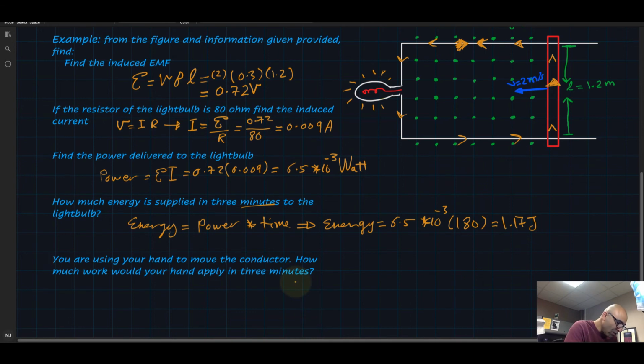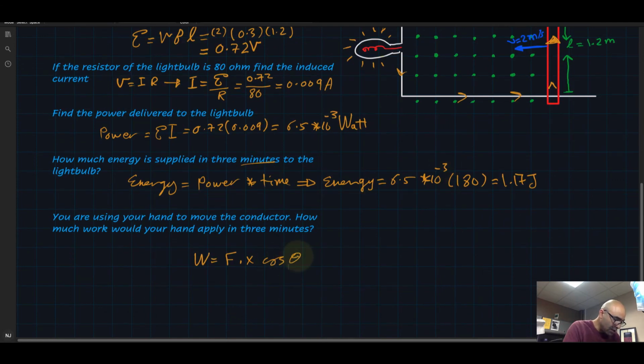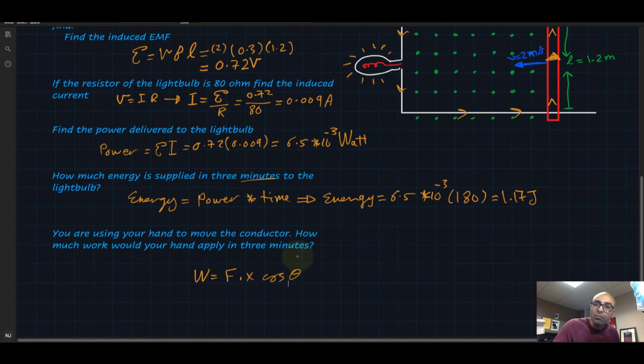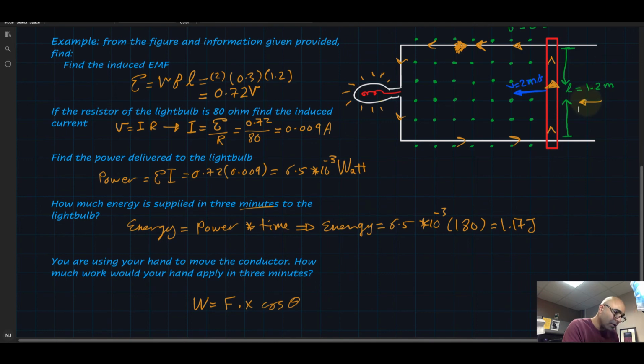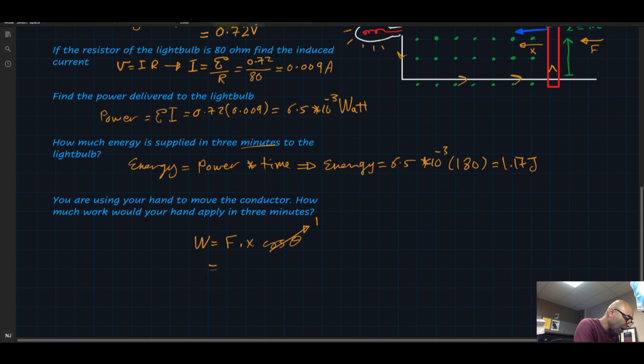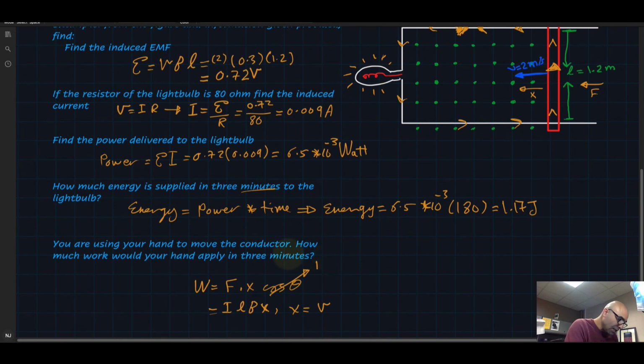Okay, now how do we solve that? We know that the mechanical work is equal to F times X times cosine theta. Now let's see. The force that you are applying by your hand is probably going to be in this direction. So the force and the displacement are going in the same direction. So theta is 0, and cosine 0 is 1. The force your hand applies is to overcome the magnetic force acting on the conductor, and we learned before that it is ILB times X. X is the distance, but X can be written in terms of the velocity, and in 3 minutes we do have time. So we can rewrite this equation.